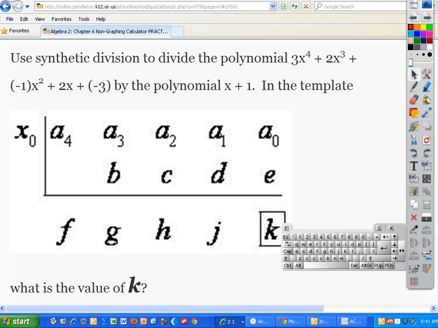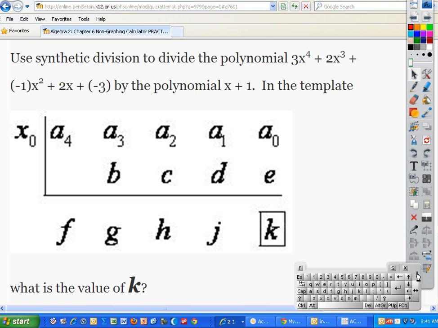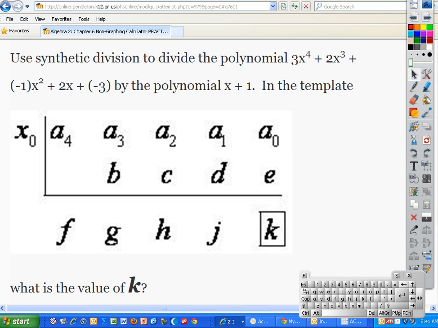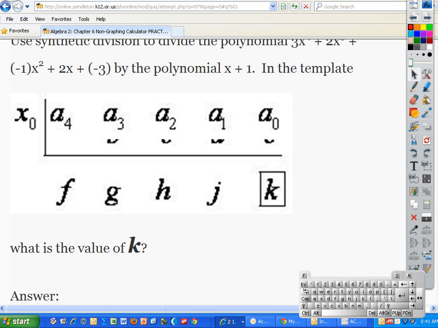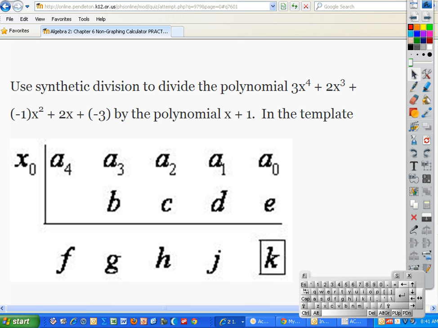Okay, so this is easy. Good one to end on. All we're doing is synthetic division, right? So we've got to be careful with this, but that's all we're doing. So we're dividing a polynomial 3x to the 4th plus 2x cubed plus negative 1x squared plus 2x minus 3 by x plus 1.